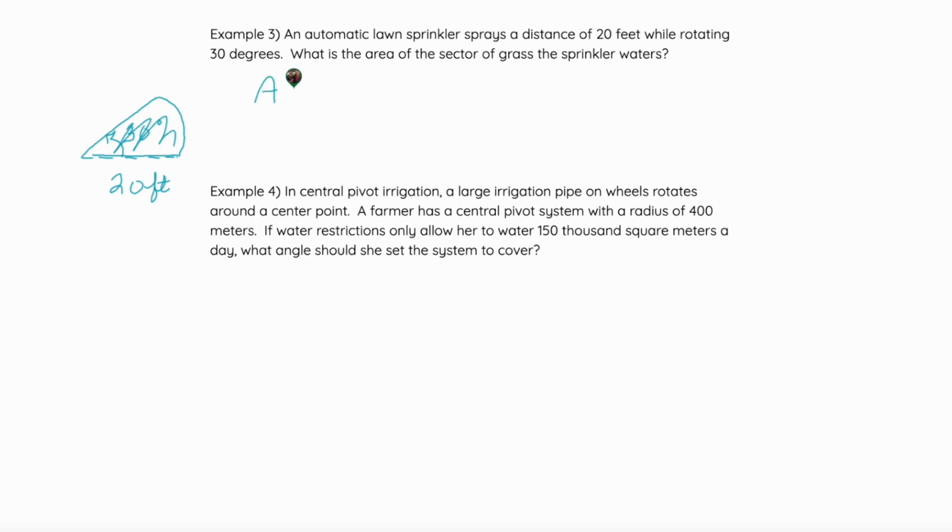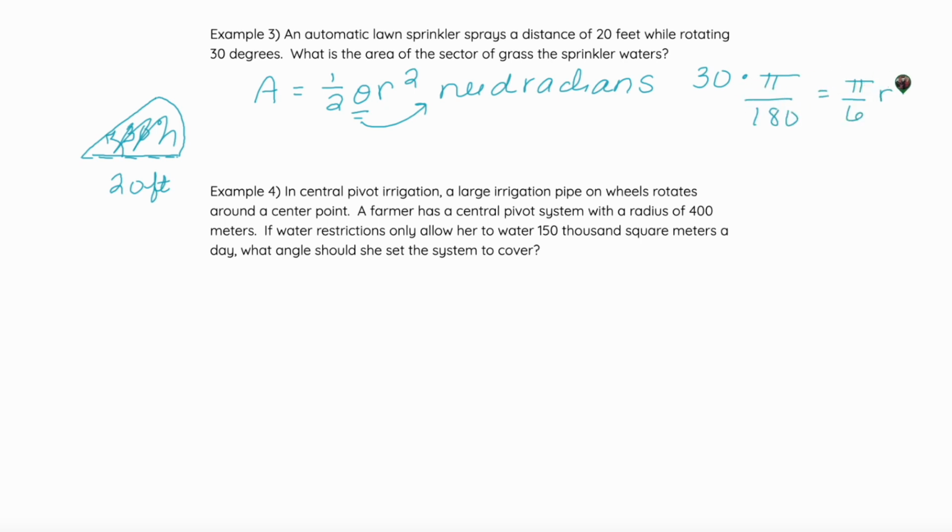Our area is given by half times theta times radius squared. Notice we need radians. We are given degrees. So radians can be found by taking our degree value times pi over 180, which is pi over 6 radians.